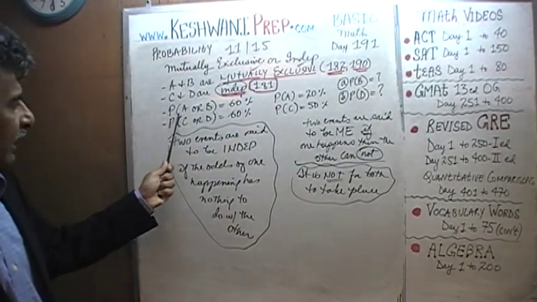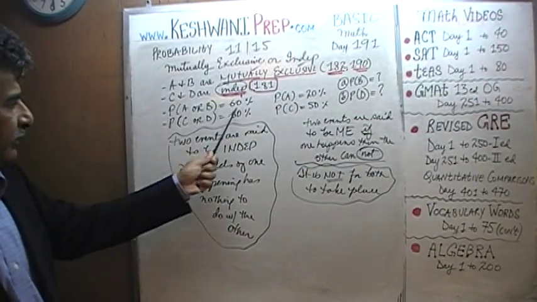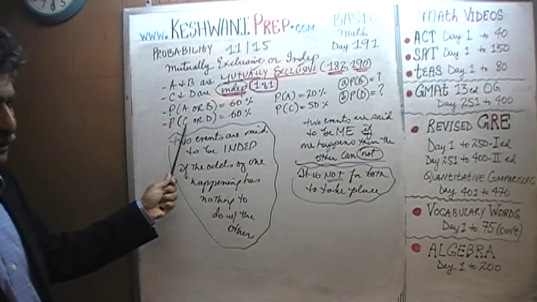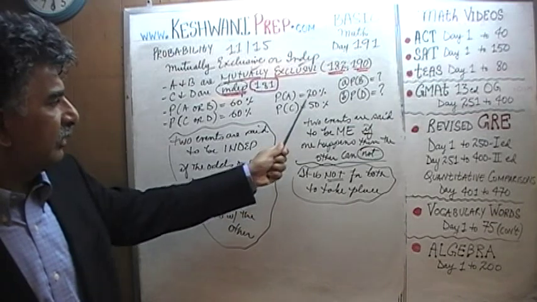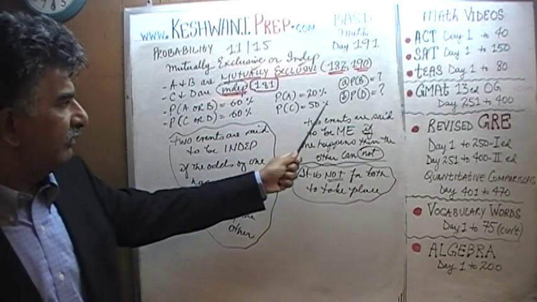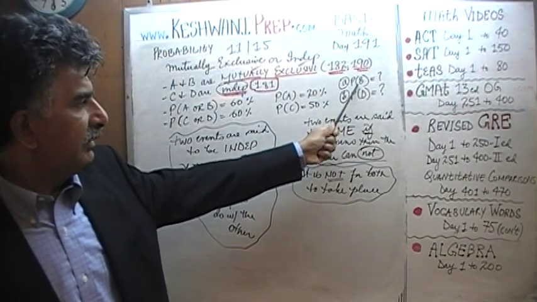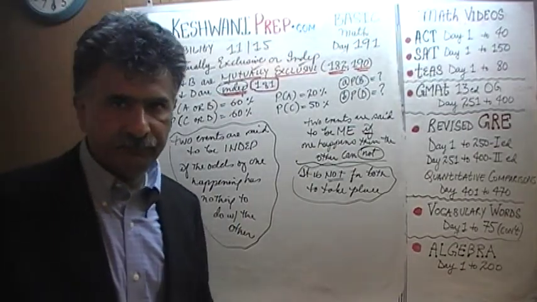We are told that the odds of events A or B happening is 60%. The odds of either C or D happening is 60%. Also, we are told that the odds of A happening is 20%. The odds of C happening is 50%. The question is, what are the odds that B might happen and what are the odds that D might happen?